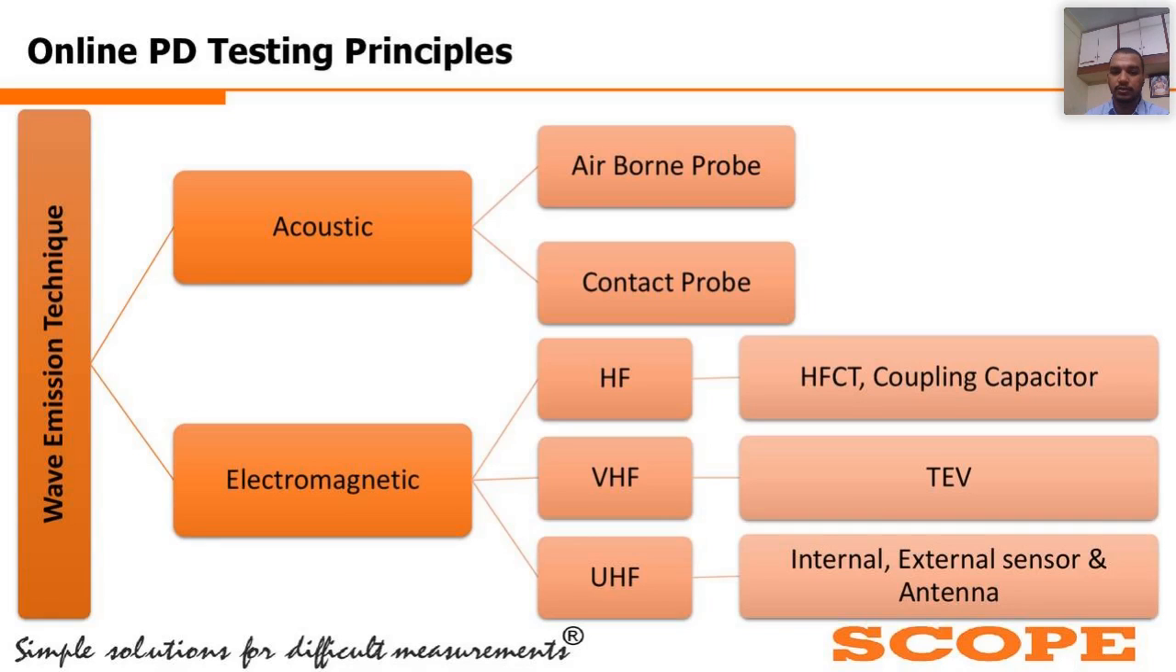Now, electromagnetic waves are further differentiated into three types. First one is high frequency, then very high frequency, then ultra high frequency. Okay, easy, I guess. In high frequency, you have got two kinds of sensors, HFCT as well as the coupling capacitor. So HFCTs are actually clip-on kind of sensors. They do not require any kind of shutdown. They are just CTs only, of high frequency.